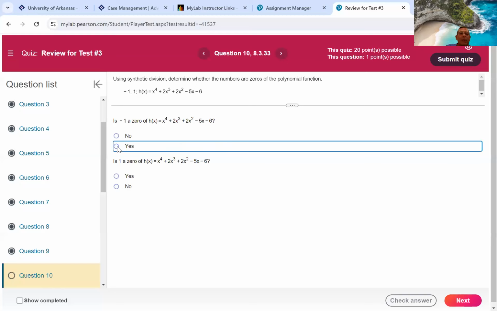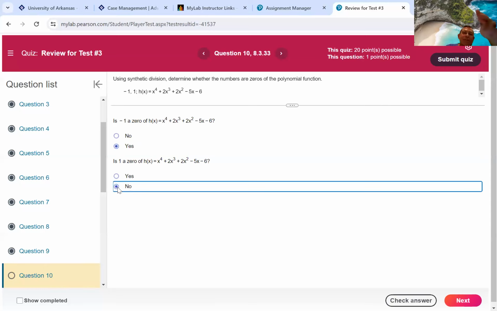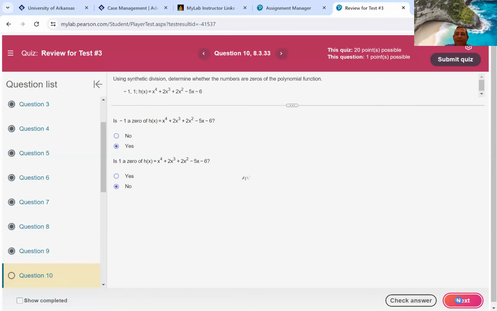So yes on a negative 1. Oh, y'all, look how they're being sneaky here. The first one, they got no on top, yes. But the second one, they got the yes on top and the no on bottom. That's pretty sneaky if you ask me. Trying to mix up the order of their answers. Oh, y'all got to watch that math lab, okay?